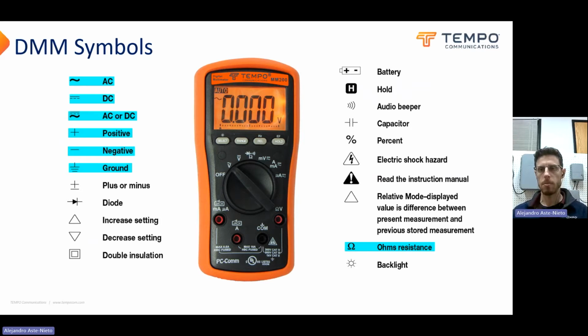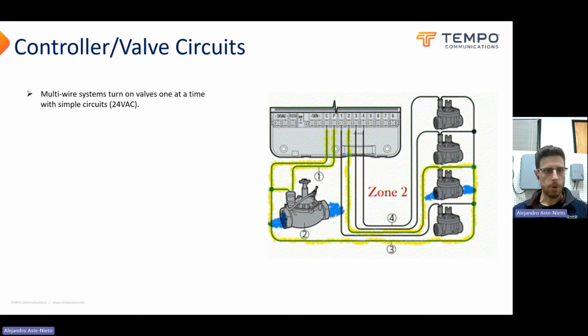And because the math works out to V over R equals I, as long as R is constant and either V or I are constant, you're going to know what the other variable is. So now we get to the irrigation part here. Multi-wire systems turn on valves one at a time with 24 volts of AC going through a circuit, and then energizing a solenoid in the valve.